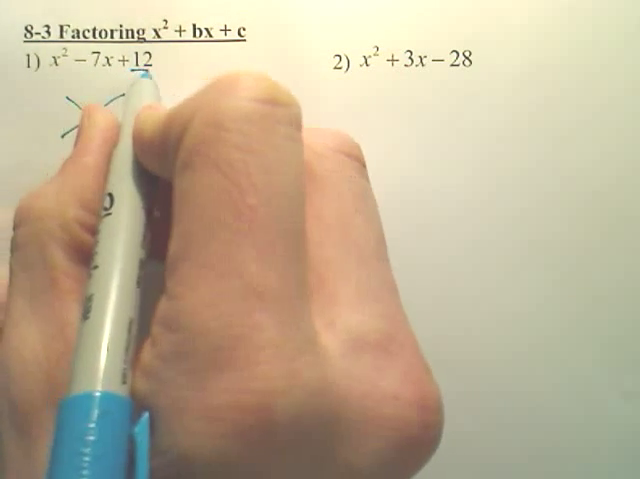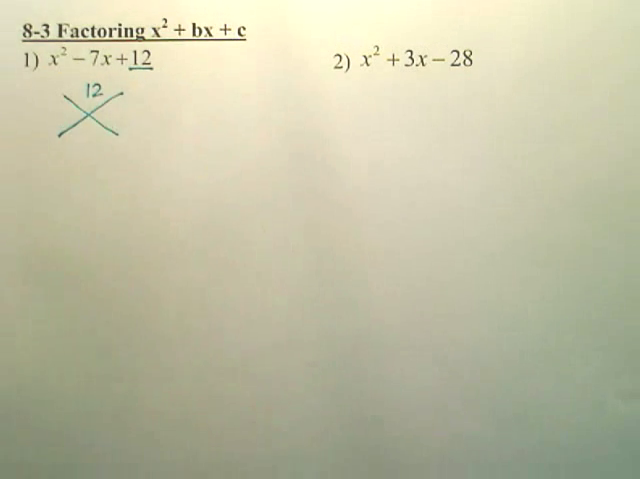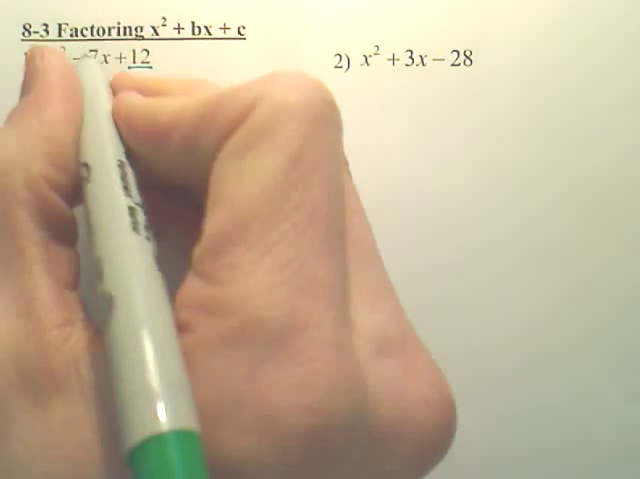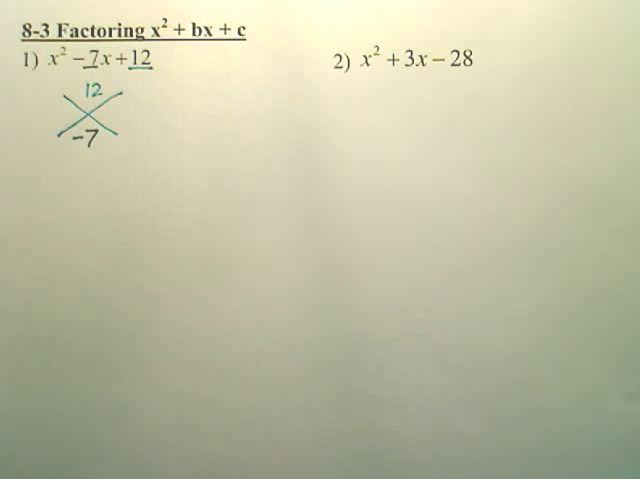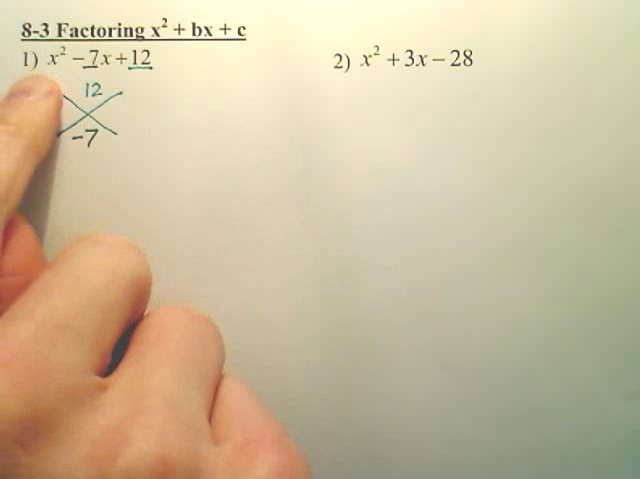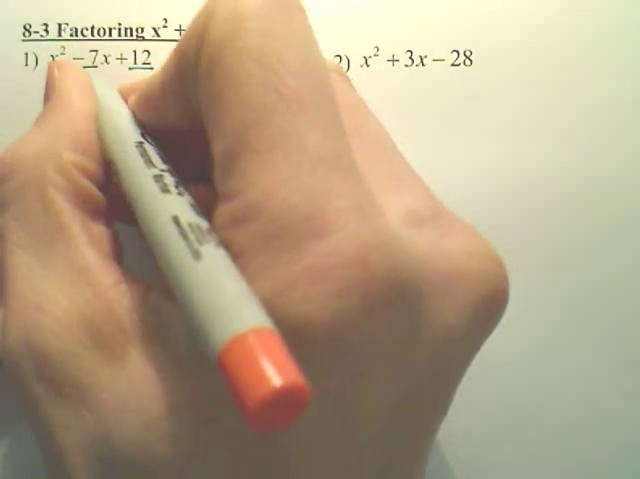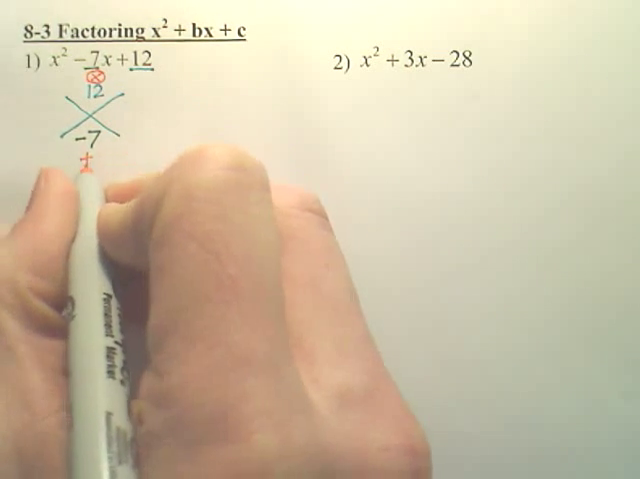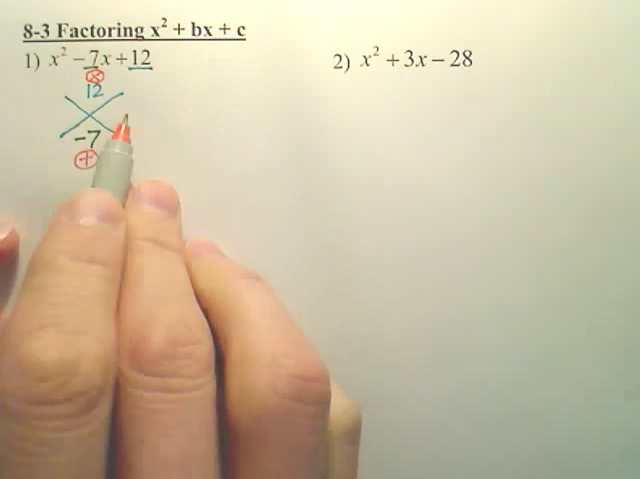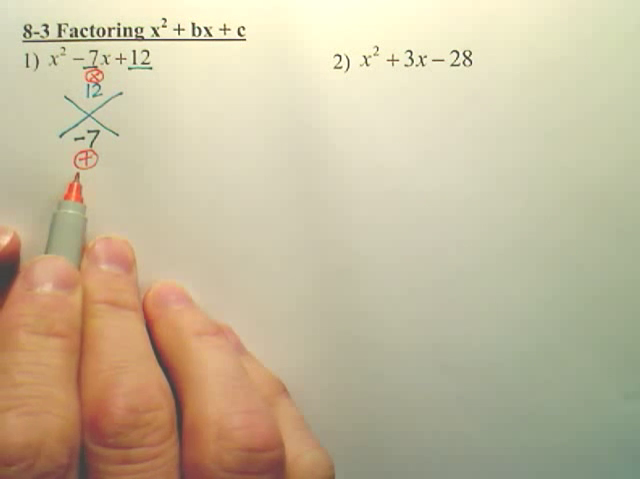And the trick is basically you put that 12 on top, you put the last number on top, and then you're going to put the middle number on the bottom. And then from there, you're trying to find two numbers that multiply together to get the top. Again, you're trying to multiply to get the top and add to get the bottom. So two numbers that multiply to get 12 and add to get negative 7.